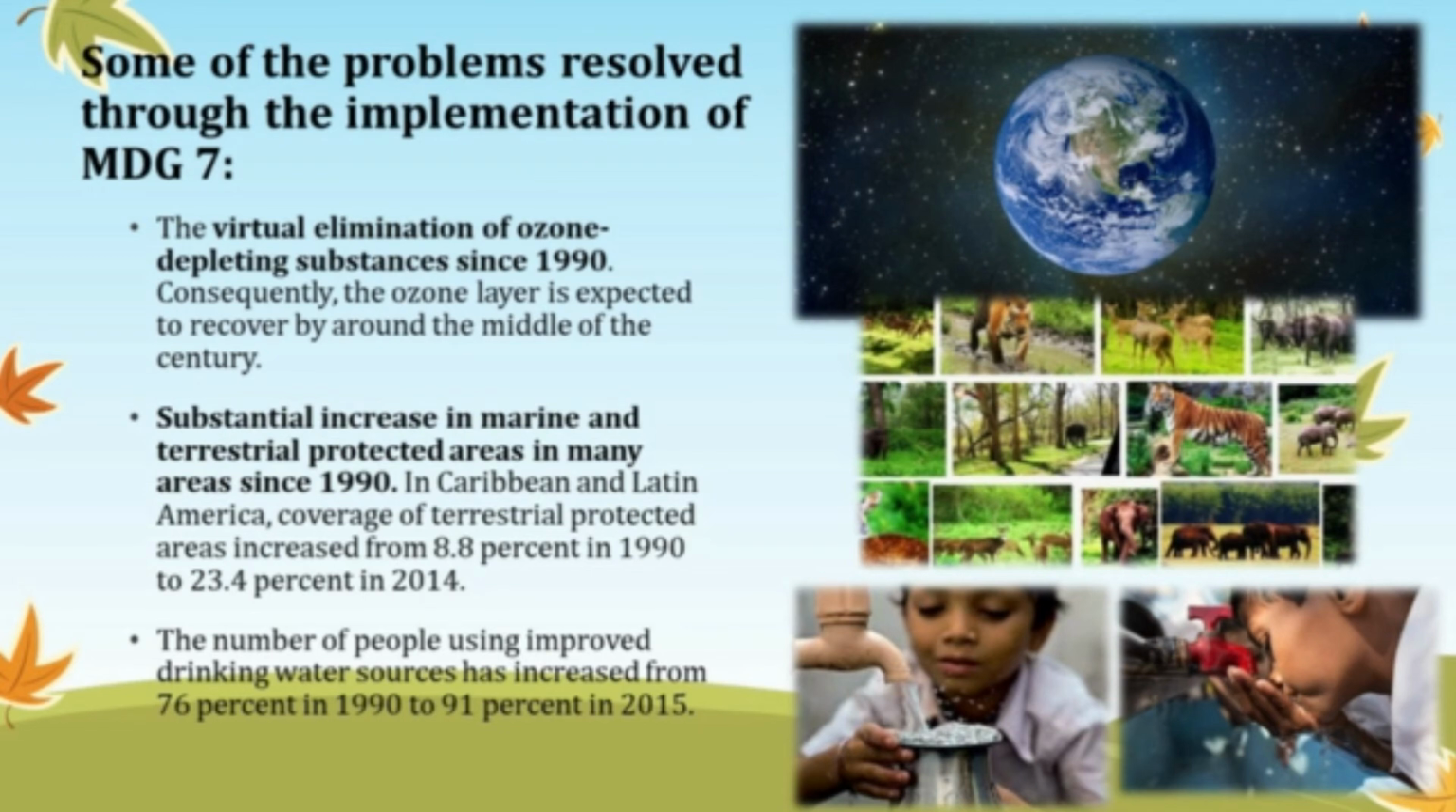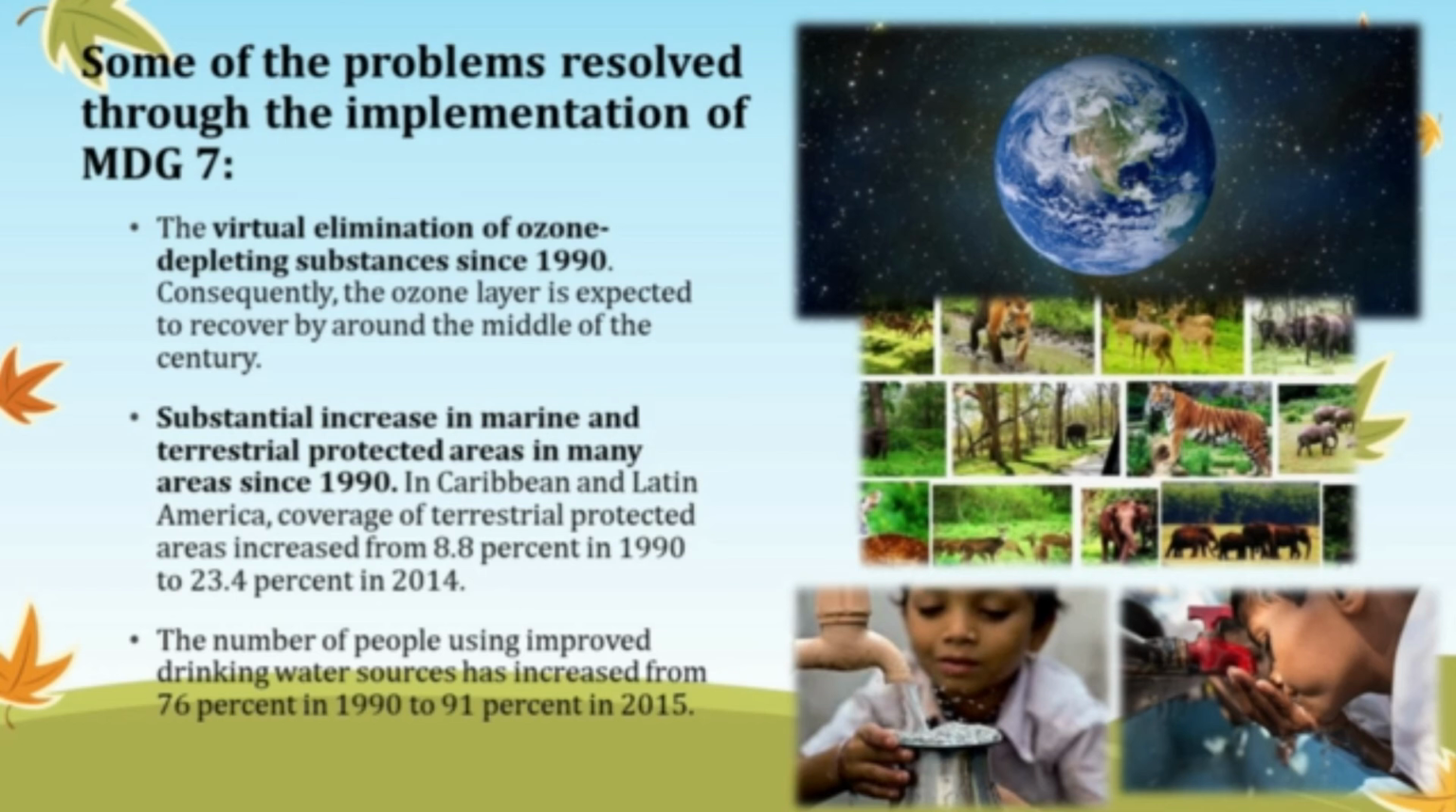Some of the problems resolved through the implementation of MDG 7. First, the virtual elimination of ozone depleting substances since 1990. Consequently, the ozone layer is expected to recover by around the middle of the century. Second, a substantial increase in marine and terrestrial protected areas in many regions since 1990. In the Caribbean and Latin America, coverage of terrestrial protected areas increased from 8.8% in 1990 to 23.4% in 2014.